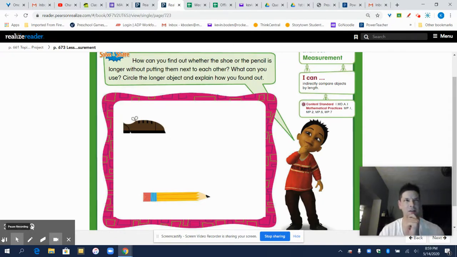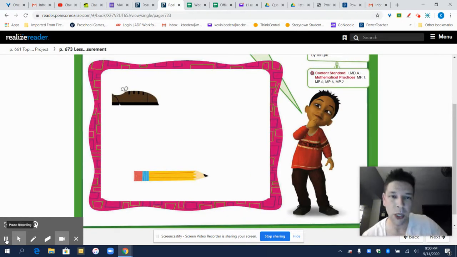So I want you to think about that for a second while I pause the video and think about how could you figure out which one's longer, but without putting them right next to each other? So you can't move that pencil next to the shoe or the shoe next to the pencil. How could you figure out which one's longer? We'll talk about it in just a sec. All right, hopefully you had enough time to think about how you would figure that out. And today that's what we're going to talk about.